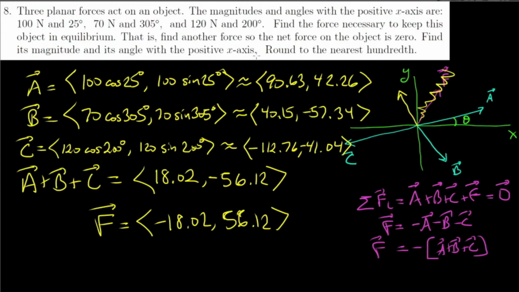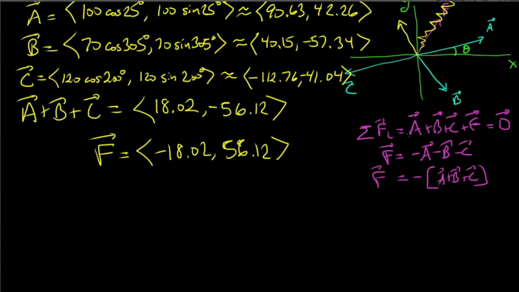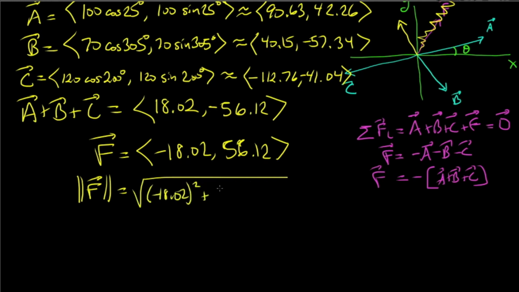Oh, and they want the magnitude and angle with the positive x-axis. So that's just trigonometry again. The magnitude of this vector, so the actual length of the vector, the force, is the usual formula for the magnitude. So that'll be approximately 58.94. And that'll be in newtons, right? So these are all in newtons, typical unit of force.